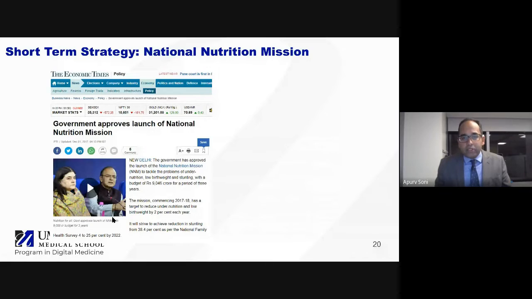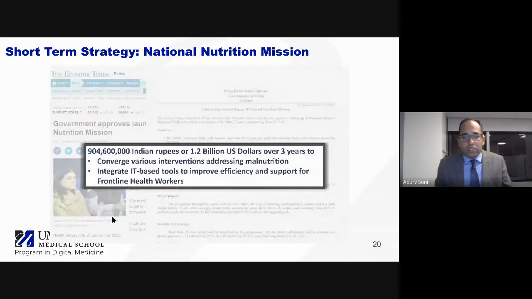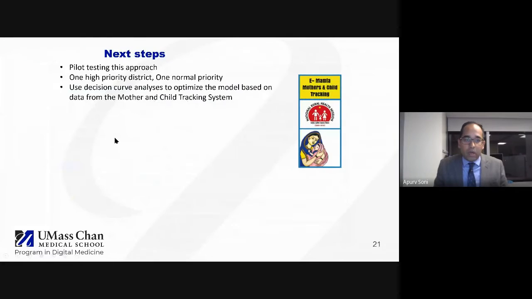In the context of the National Nutrition Mission, which invests a large amount of money over a 3-year period to converge various interventions addressing malnutrition, as well as integrate information technology-based tools to improve efficiency and support for frontline health workers, I submit that this is a useful strategy to consider. However, it requires pilot testing as well as more implementation science of how this model would continue to work in a real-world setting.